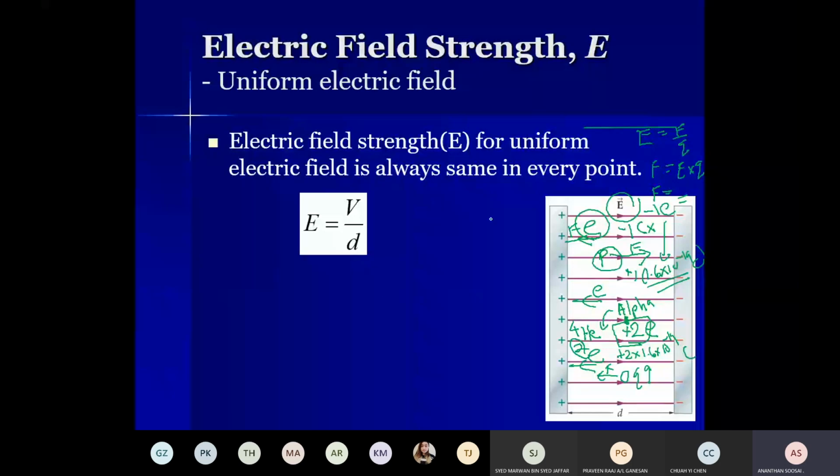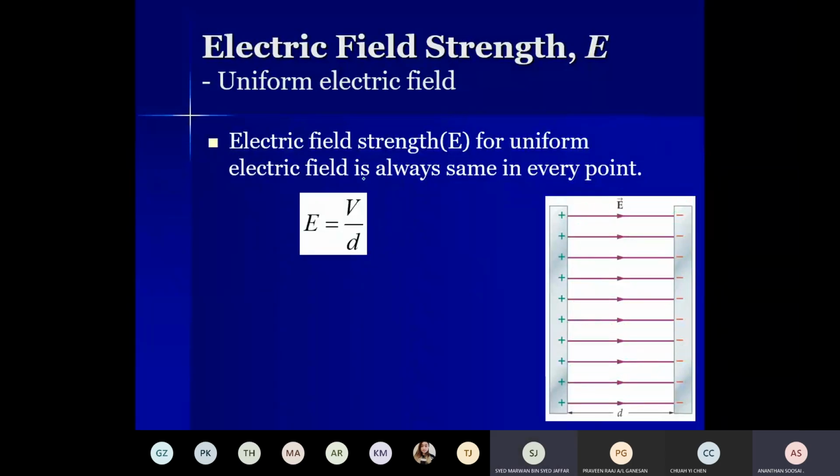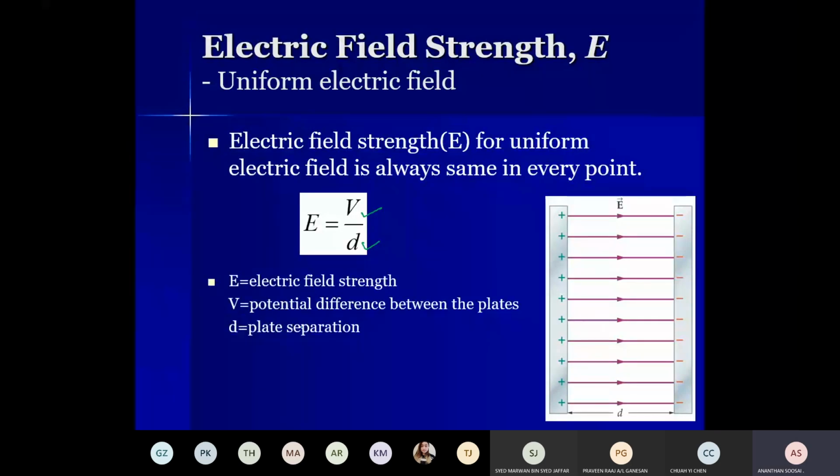Now we have another electric field formula. There are two formulas for electric field. Electric field produced in a parallel plate can be strengthened or weakened. The field strength of the parallel plate depends on two factors: the voltage you apply across the plates and the plate separation. V is the potential difference between the plates and d is the plate separation.